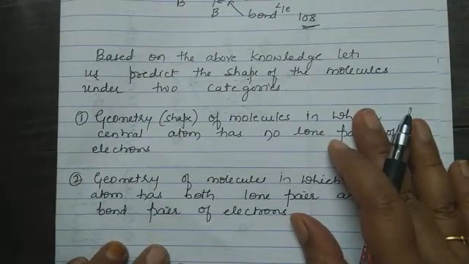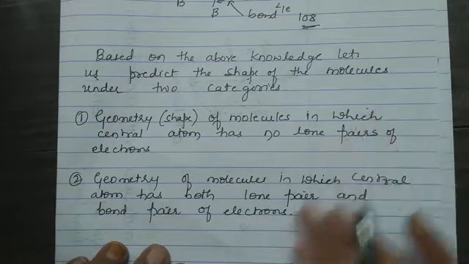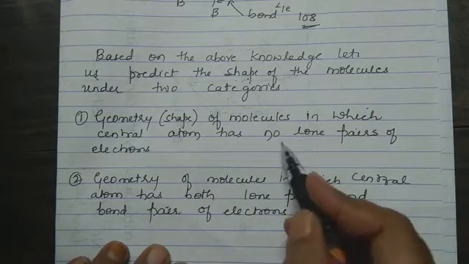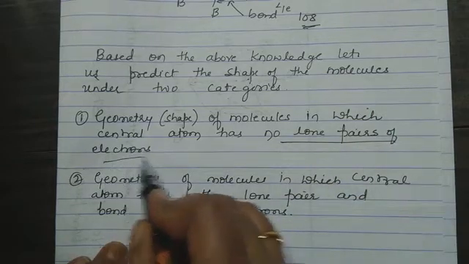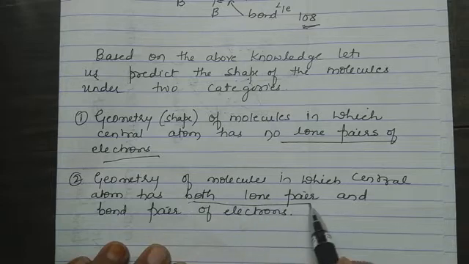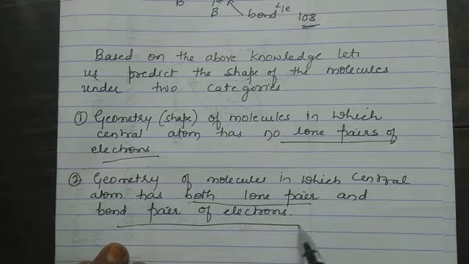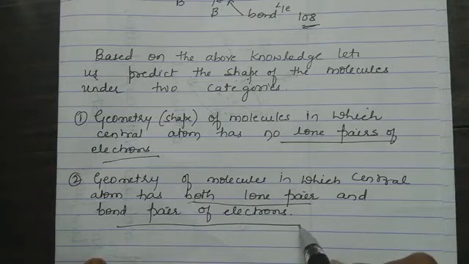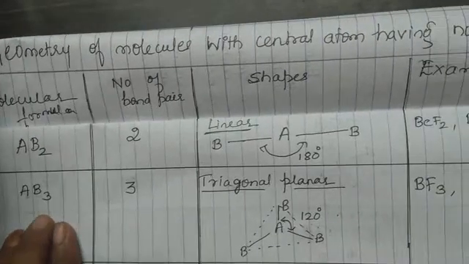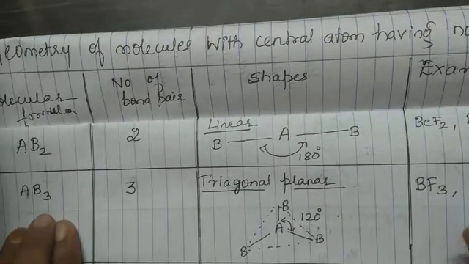Fine. Based on the above knowledge, let us predict the shape of the molecules under 2 categories. Shape of the molecules in which central atom has no lone pairs of electrons, and shape of the molecules in which center atom has both lone pair as well as bond pair of electrons. So based on that, we shall look into the structure of the molecules. Geometry of the molecules with central atom having no lone pairs.